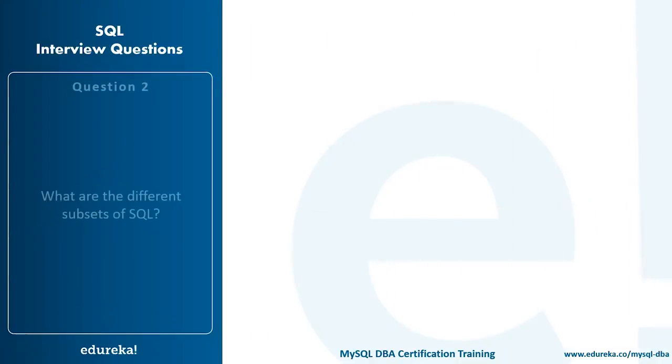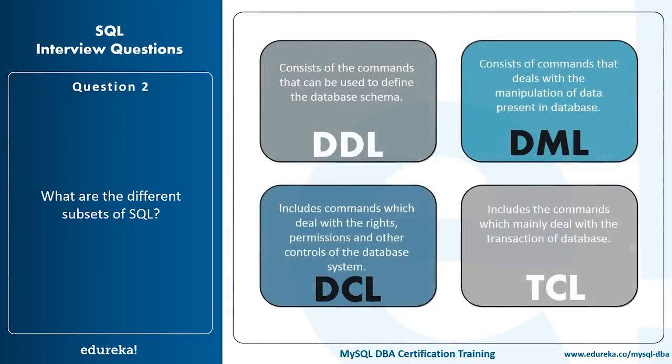Now moving on to our next question, that is, what are the different subsets of SQL? The different subsets of SQL are mainly the data definition language, the data manipulation language, the data control language, and the transaction control language. Now coming to the data definition language, this set of language consists of the commands that can be used to define the database schema. So whenever you want to define the database schema, you can use the commands from this particular language. Coming to the data manipulation language, it consists of all the commands that deal with the manipulation of data present in the database.